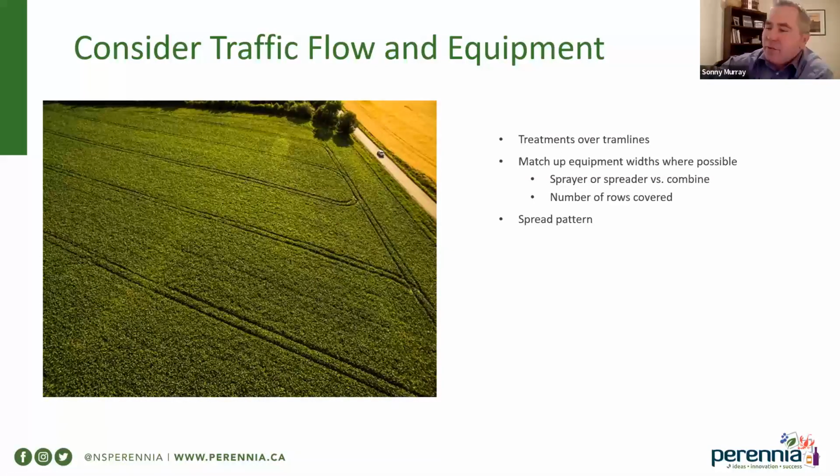So the next thing we want to think about is traffic flow. In a field crop situation, the ideal thing would be to have treatments over your tram lines. And if you can see the picture on the left there, probably what you want to do is make 2 passes while applying your treatment. And then you can run your combine down through the middle between your tram lines and be unaffected by your tire tracks. So in that way, you want to match up your equipment widths where possible.